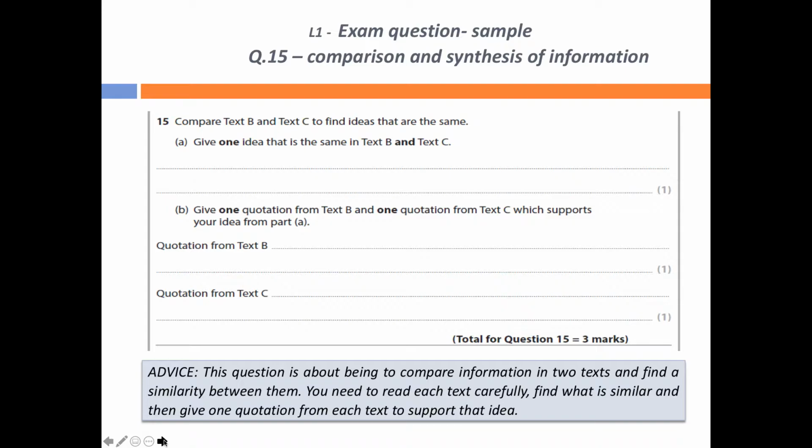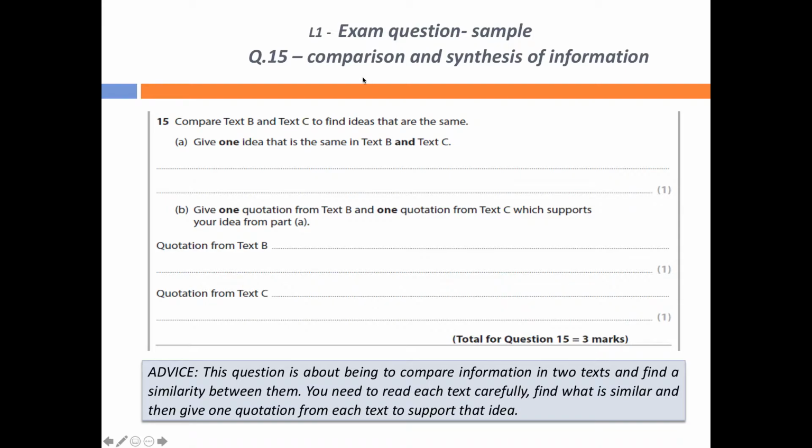Okay, so what this is linked to is the parts of the exam where you have to look at two of the texts and compare the ideas from them. Okay, so this is both for Level 1 and Level 2. It's a similar skill, obviously slightly different exam questions, but the skill itself is the same.